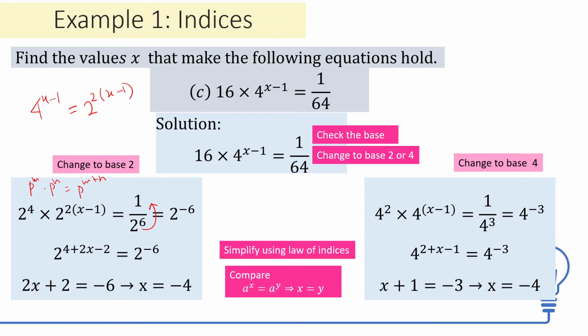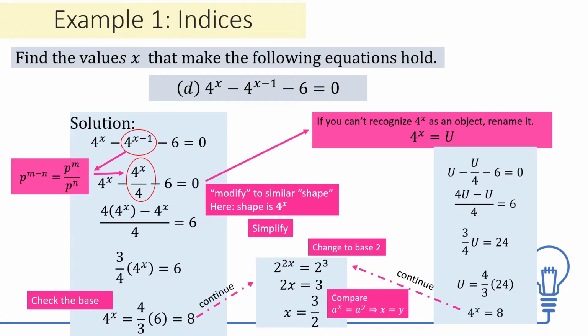Okay, for indices, we do not need to do the checking. Only for surds and logarithms do we need to check. So for this one, we know that our final answer is x equals negative 4. Okay, let us look at another question: 4^x minus 4^(x minus 1) minus 6.